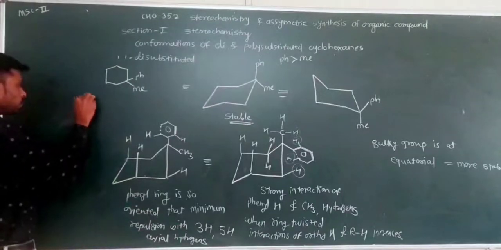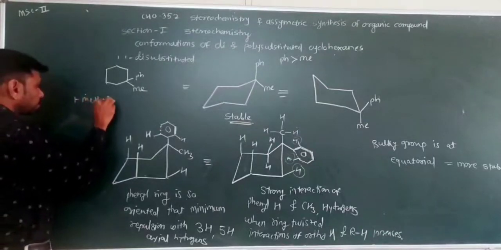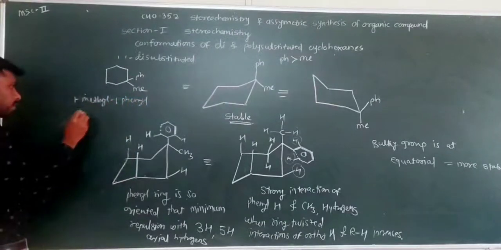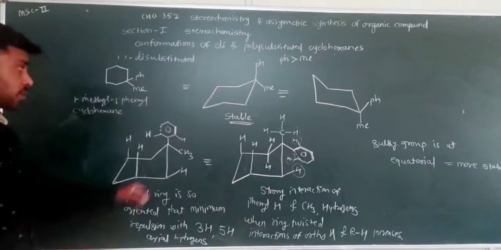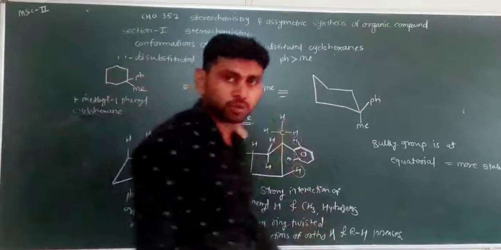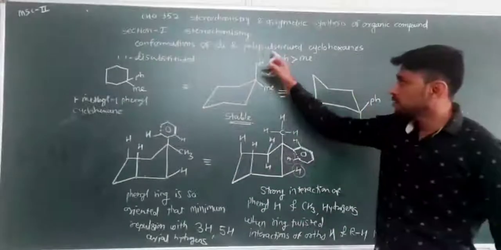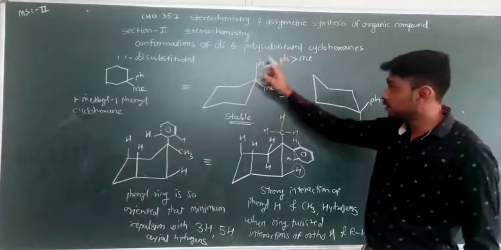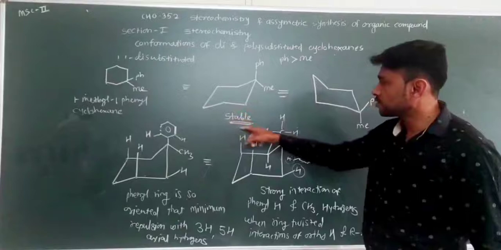So here, due to these reasons, in the structure of 1-methyl 1-phenyl cyclohexane, the chair conformation with the phenyl group at the axial position is more stable. Still it is the bulkier one, yet the stable structure is that one.